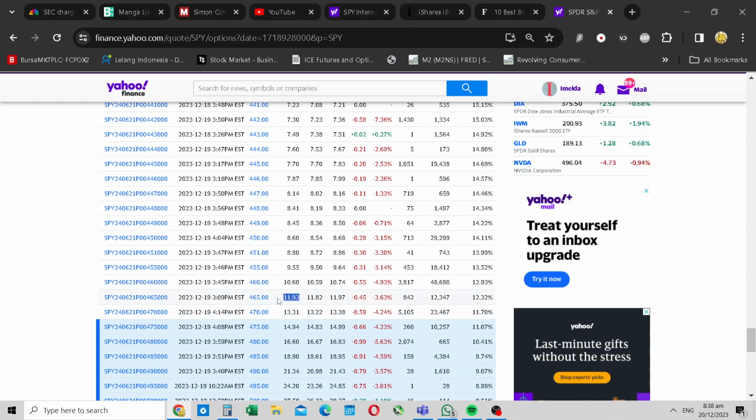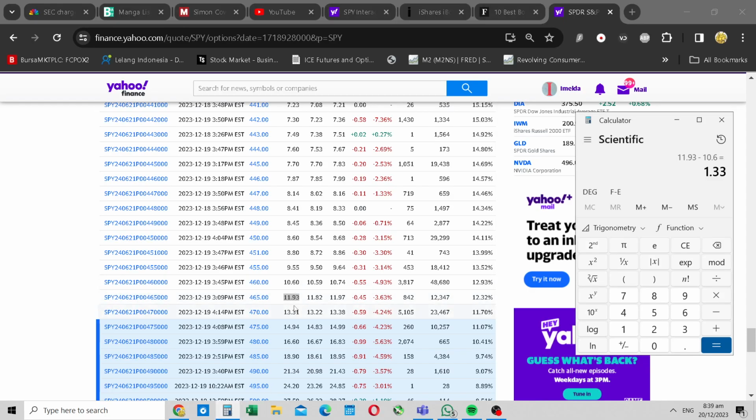Usually I will take this trade, okay? Or even I can take this one. I can even take the 470, 465. 13.31 minus 11.93. 1.38, only 5 cents different for $5. I will take the 470 to 465, right? Okay.